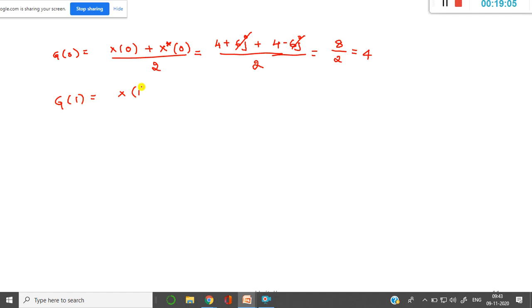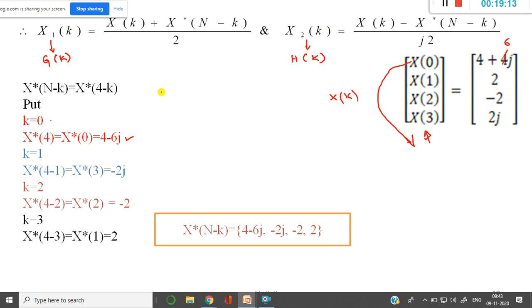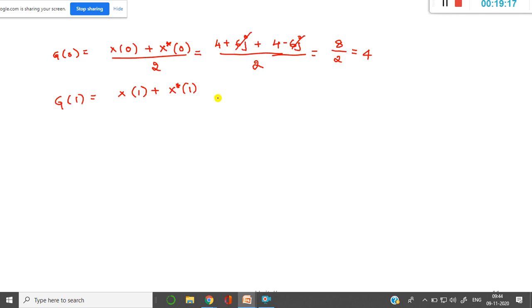So this is x of 1 plus x conjugate of 3, divided by 2.